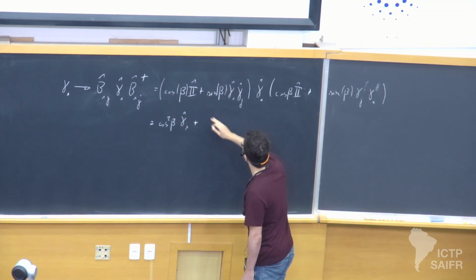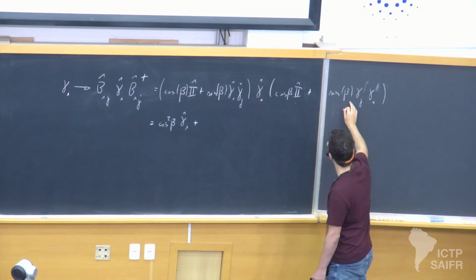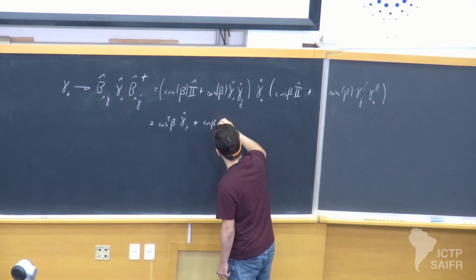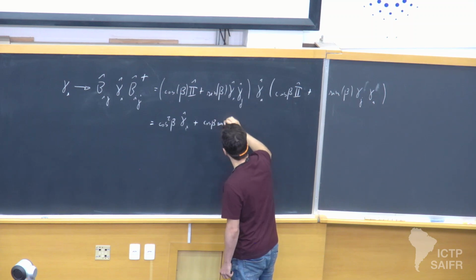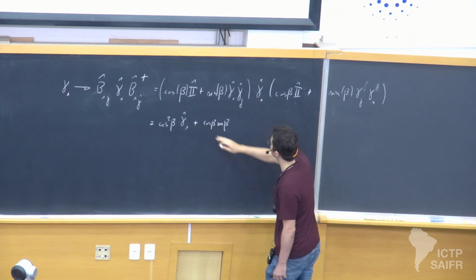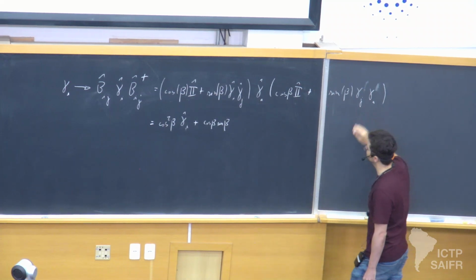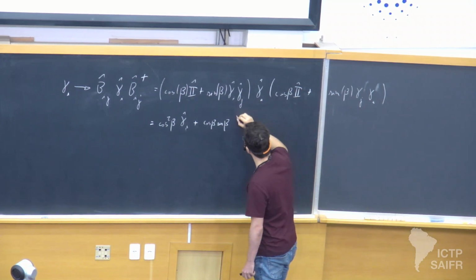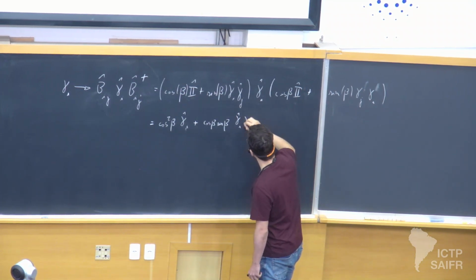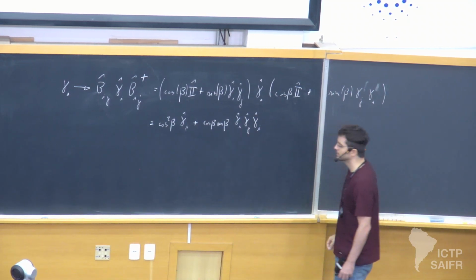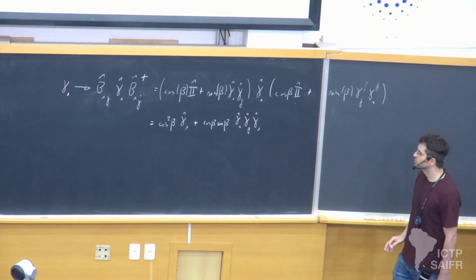Then we have cosine with sine, so I have cosine of beta times sine of beta. And then the identity that multiplies gamma I, gamma j, and gamma I. Okay? And this we can also simplify.